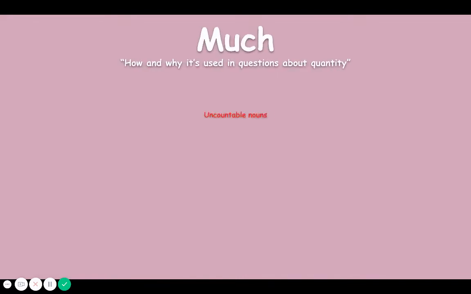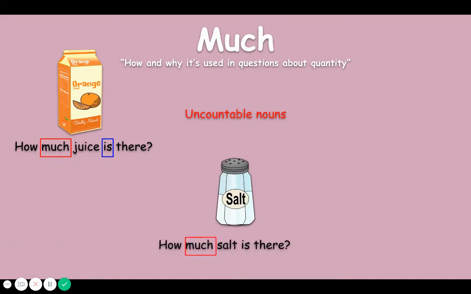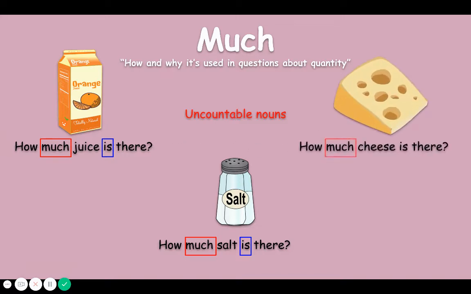So let's start with much. How and why it's used in questions about quantity. Okay? We are using uncountable nouns. It means you cannot count them, such as how much juice is there? How much salt is there? And how much cheese is there? Okay? Each one of these, they are called uncountable nouns. You cannot count them. Okay? So in that case, we would use the word much.